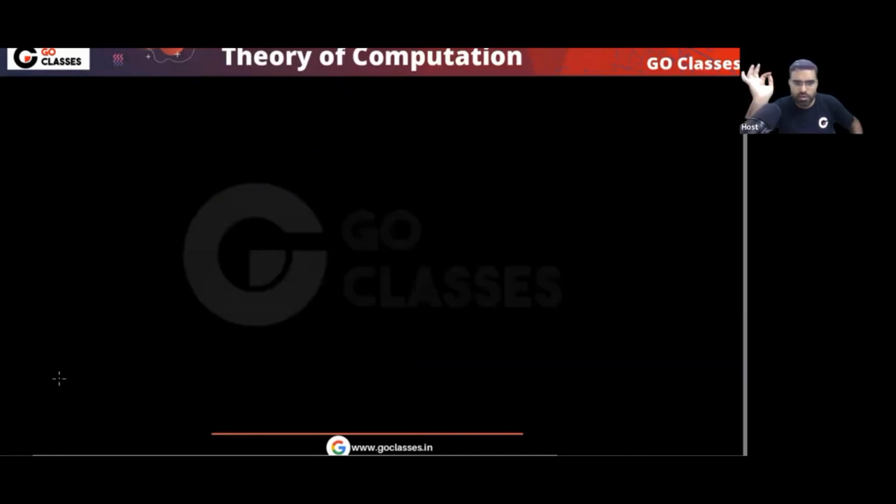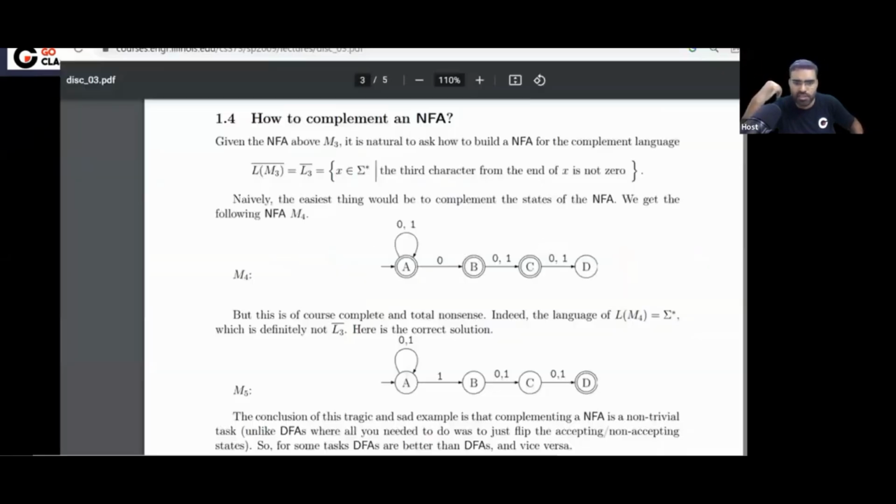So in an NFA, you cannot make non-final states final and final states non-final to get the complement of the language. Please tell me, did you understand this? You can read the article on how to complement an NFA. This is from Stanford University. This is a standard article. You can read this yourself.